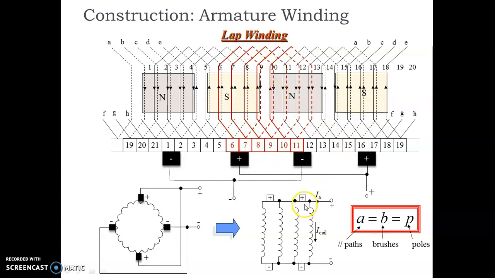That is, lap winding means the number of poles will be equal to the number of parallel paths. So here the poles are 4: 1 2 3 4 poles are there, north, south, north, south. So the parallel paths will be 4. Do not think that north and south make one pole. No, that is a pair of poles, but the number of poles will be 1 2 3 and 4.